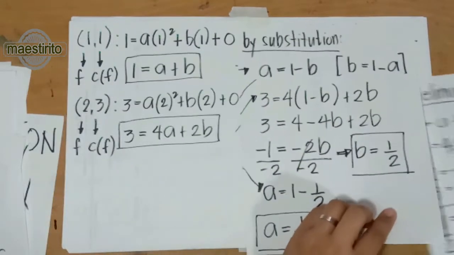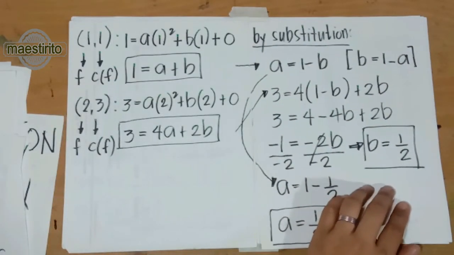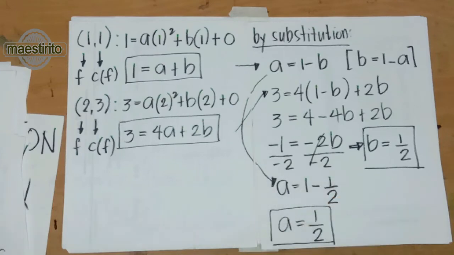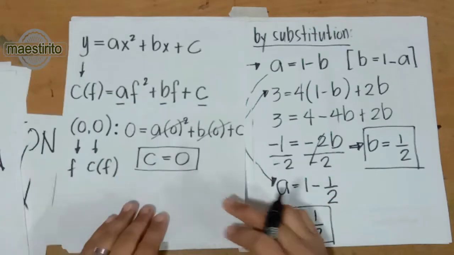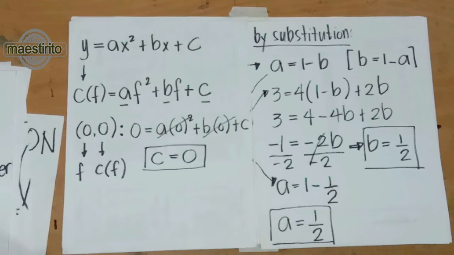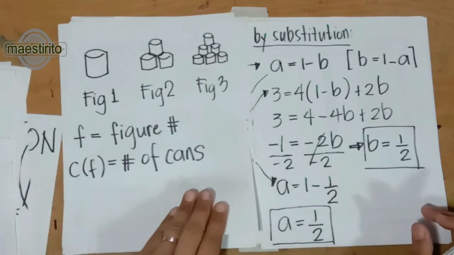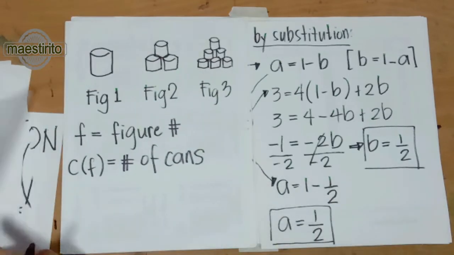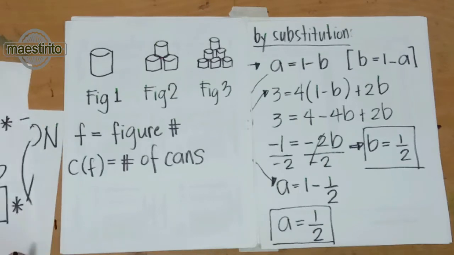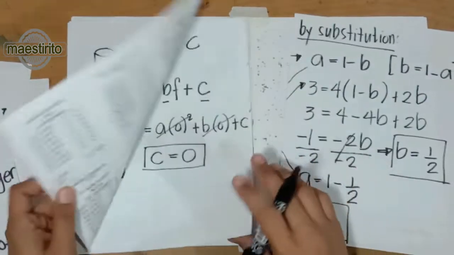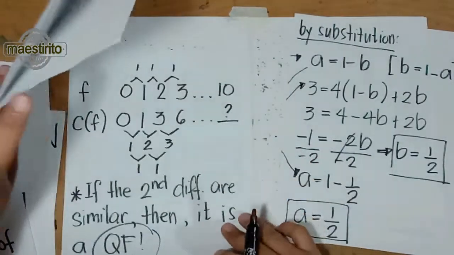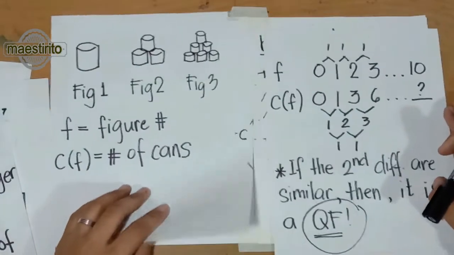Put this aside. Where's the table of values? Table of values, where are you? There you go. So let's go back to the problem.